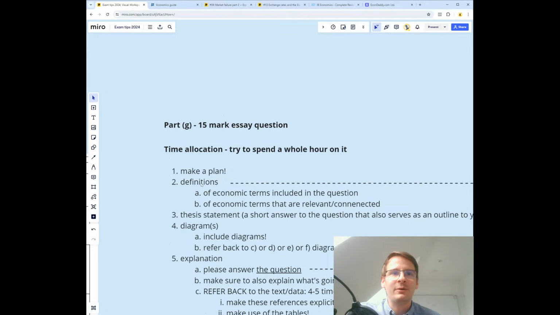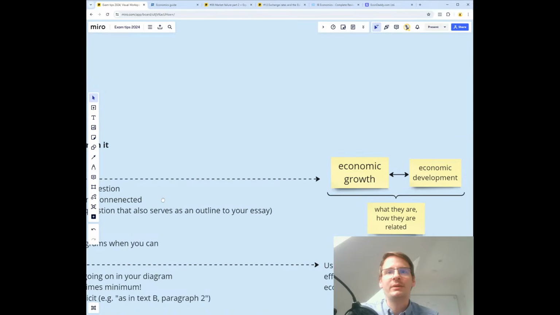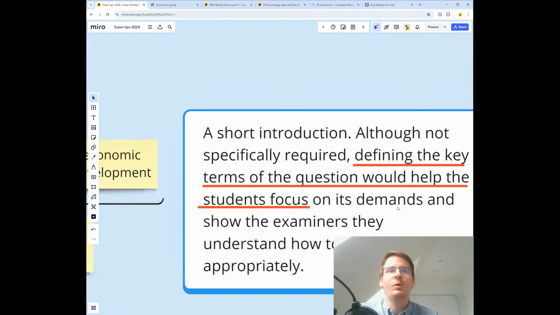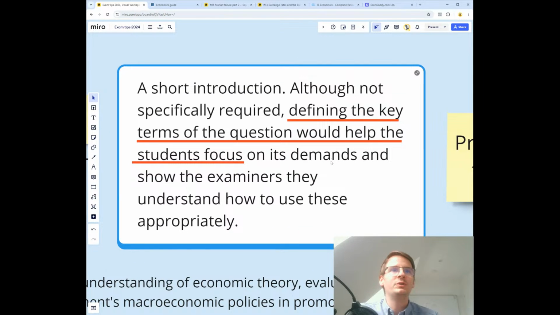If you check out what they say in the subject reports, it's coming up all the time that they want you to do a short introduction, and they say, although not specifically required, defining the key terms of the question would help the students focus on its demands and show the examiners that they understand how to use these appropriately.